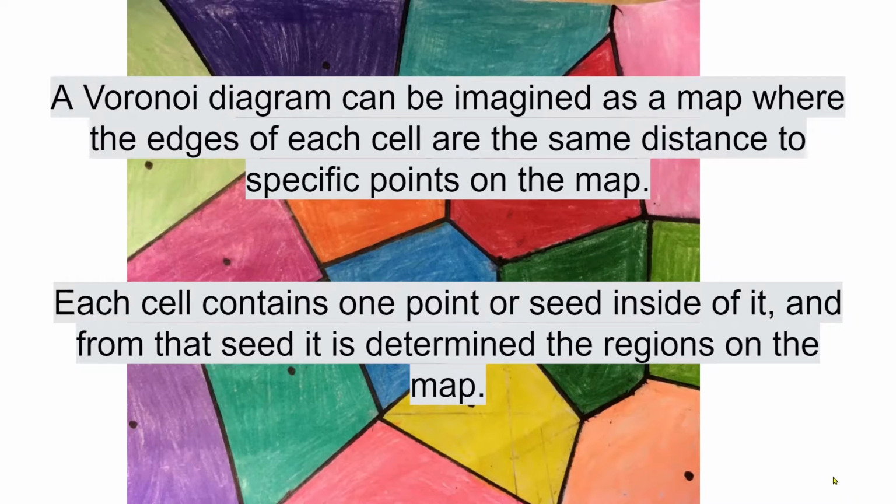A Voronoi diagram can be imagined as a map where the edges of each cell are the same distance to a specific point on the map. Each cell contains one point or seed inside of it, and from that seed it is determined the regions in the map.